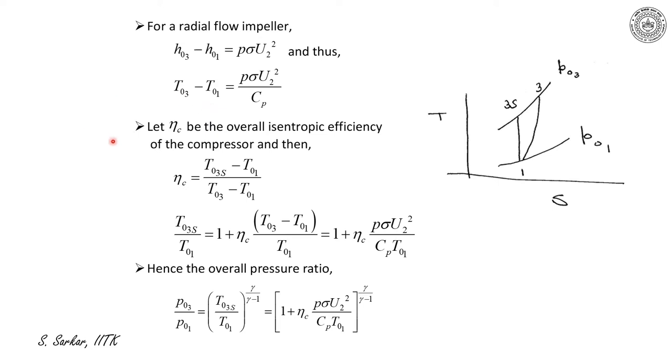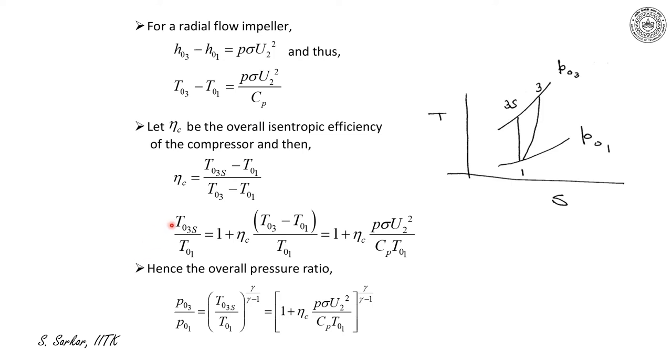Let us consider eta C be the overall isentropic efficiency of the compressor. Then eta C can be stated as T03S minus T01 divided by T03 minus T01, that is, isentropic efficiency is equal to the ratio of isentropic temperature rise to actual temperature rise. From here, I can write T03S divided by T01 is equal to 1 plus eta C into T03 minus T01 divided by T01. Now T03 minus T01, I can put the value here by psi sigma U2 square divided by Cp.